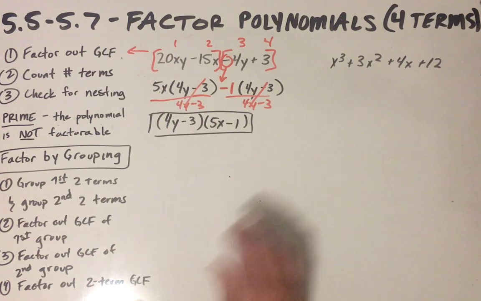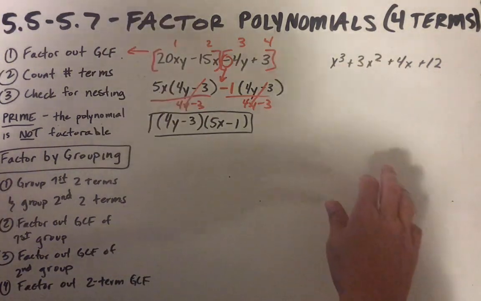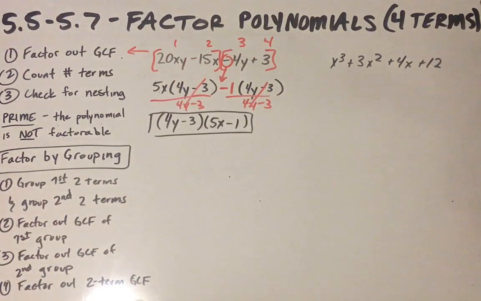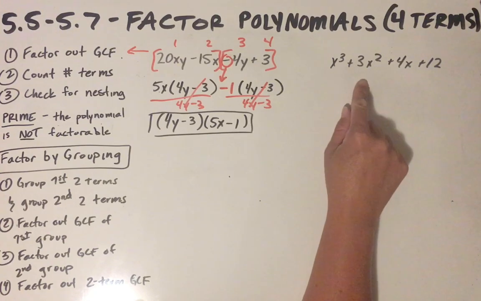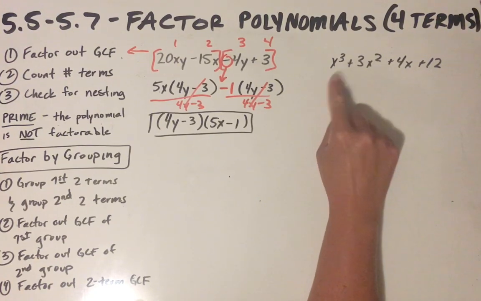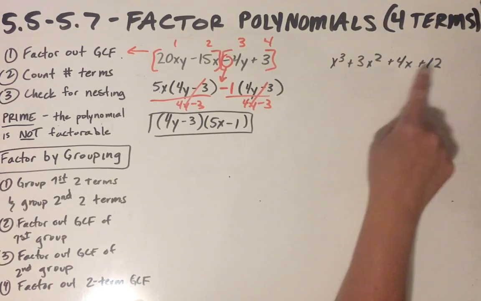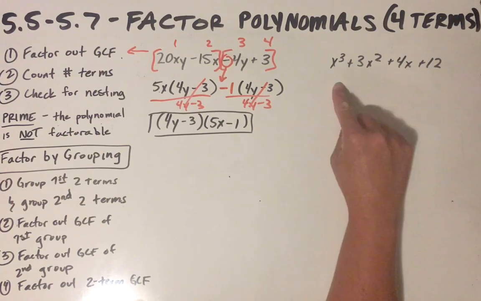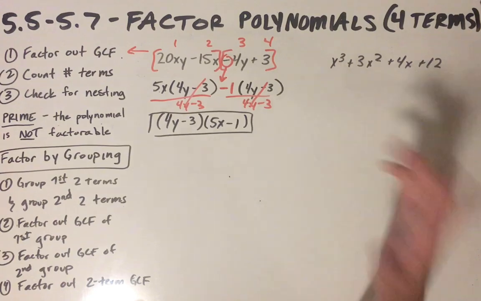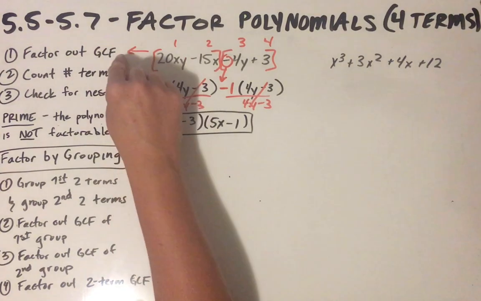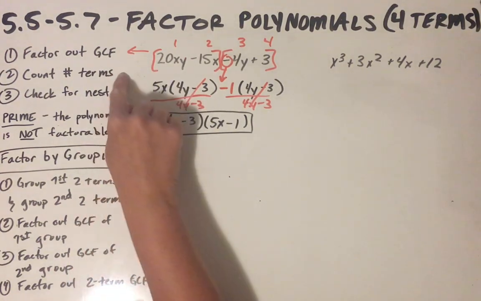So how about this next problem here? Another example. We're going to say, is there a GCF between all of these numbers? I'm going to look at x cubed, 3x squared, 4x, and 12. They don't all have a common factor because this one doesn't have an x and this one doesn't have a constant. So there's no GCF. Now that I've done step 1, I'm going to count the number of terms.